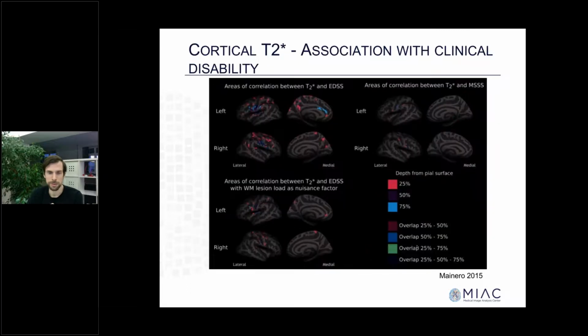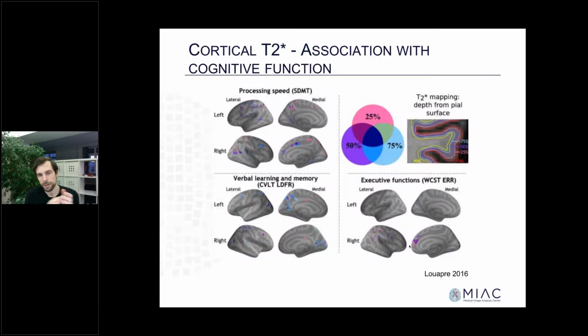And this is not just an imaging finding, it really translates to clinical features. For example, here you can see a correlation of abnormal T2 star values in the cortex with disability as measured by the EDSS score or the MSSS score. And it also correlates with cognitive function. This study here, for example, has assessed processing speed, executive functions, and verbal learning and memory. And all these features are associated with T2 star increases in the cortex.